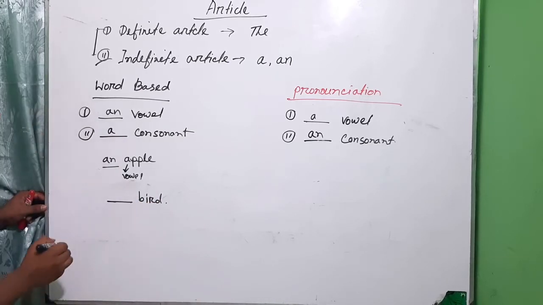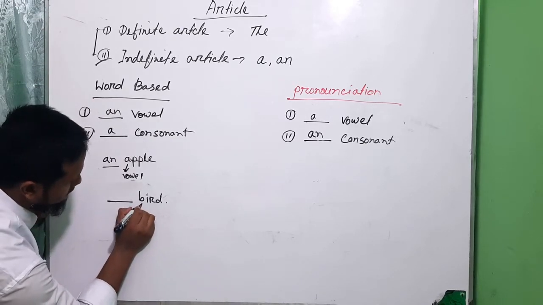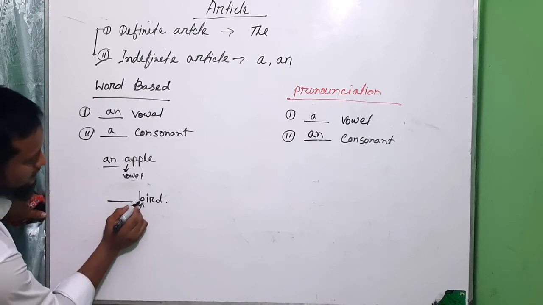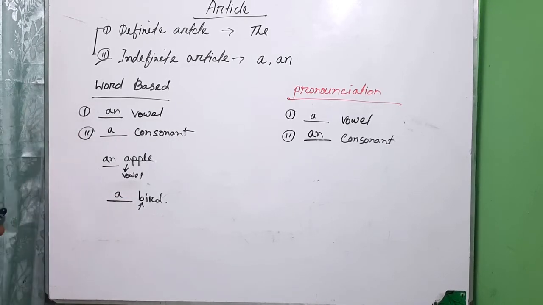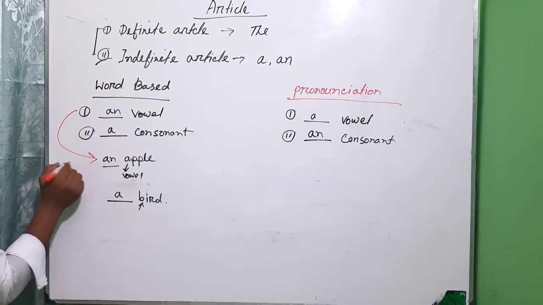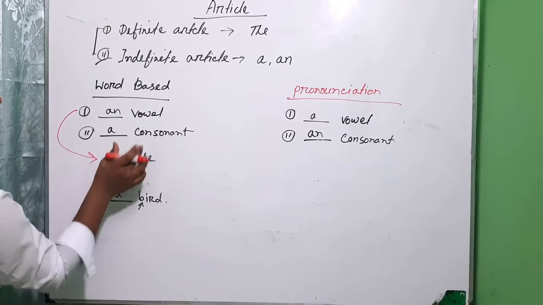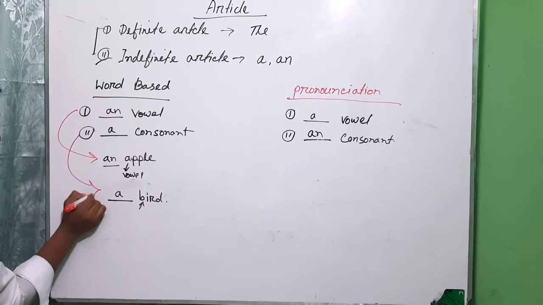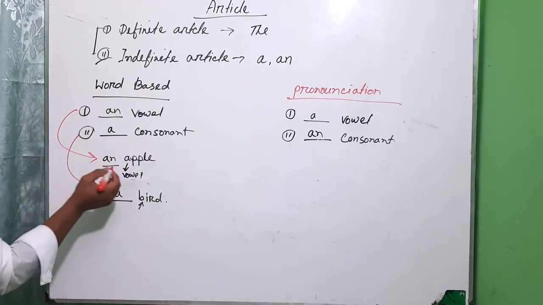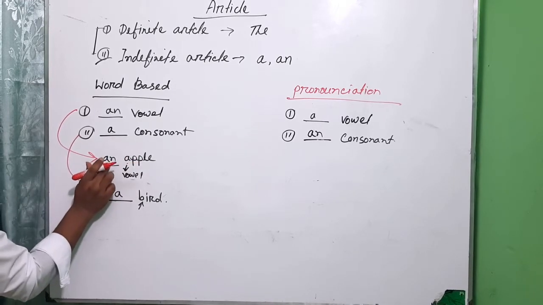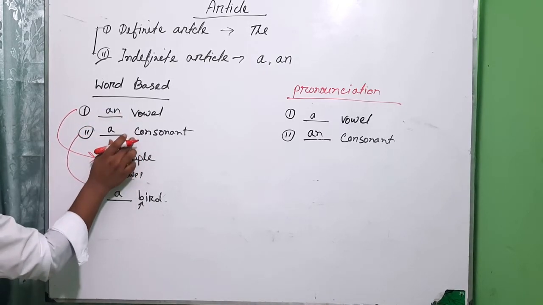For writing bird, we use consonant letters. For having consonant, we have to use here article a. This example follows this structure, and this example follows this structure. Can you understand, dear student? Here vowel, for having vowel we have to use article an, because before vowel I told you we have to use article an, and before consonant we have to use article a.